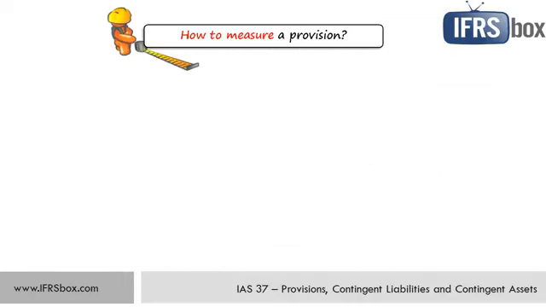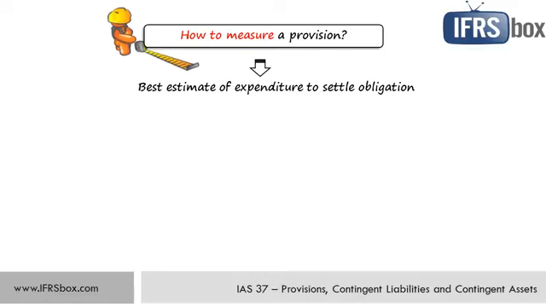Well, how shall we measure the provisions? A provision should be measured as the best estimate of the expenditure required to settle the present obligation at the end of the reporting period. And this estimate of outcome and financial effect are determined by the judgment of the management of an entity, supplemented by experience of similar transactions, sometimes reports of independent experts. And you should also consider any available evidence.